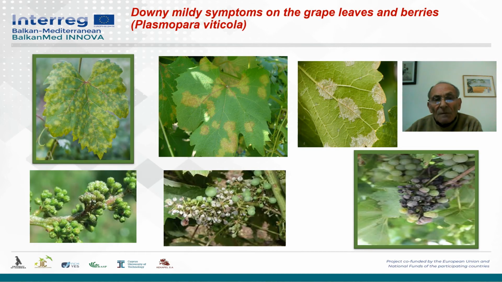Downy mildew symptoms, Plasmopara viticola, on the grape. In the first picture we see here the beginning of the infection. Later we have the so-called oil spot color. Later, on the underside of the leaves, we have the conidia of Plasmopara viticola. In the picture here we see the infection before the flowering time. This is infection on the growing berries, before the coloring.